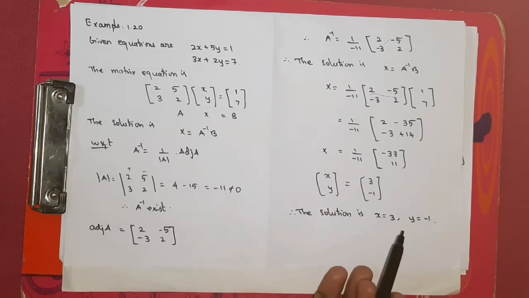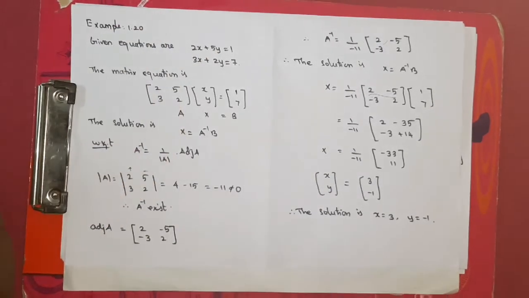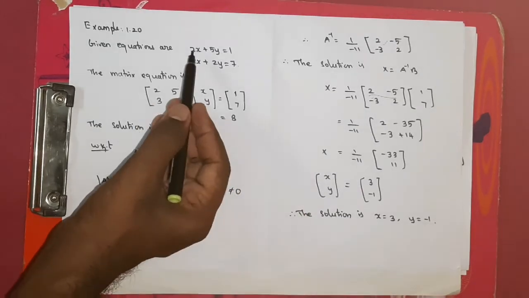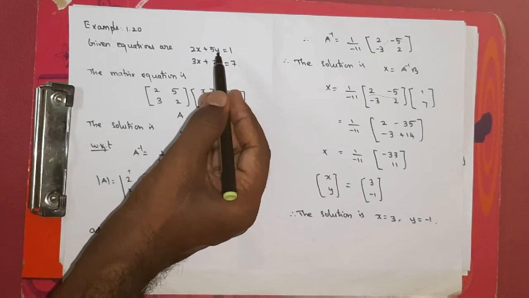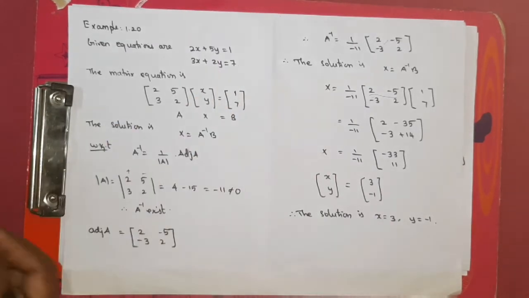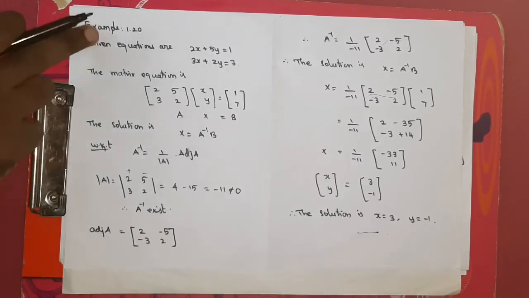So take these values and, to verify, apply them in the equation so that you get the right side number as the answer. Let's check it. X is 3, so 2 into 3 is 6. Y is minus 1, so 5 into minus 1 is minus 5. 6 minus 5 is 1. So it is satisfying. Therefore this is the exact answer for the given equation.